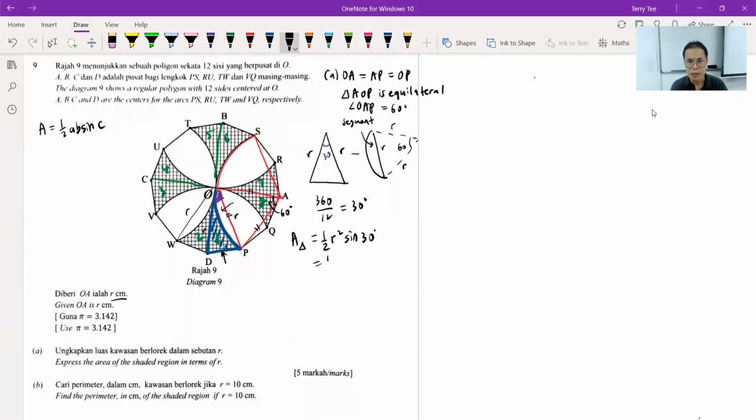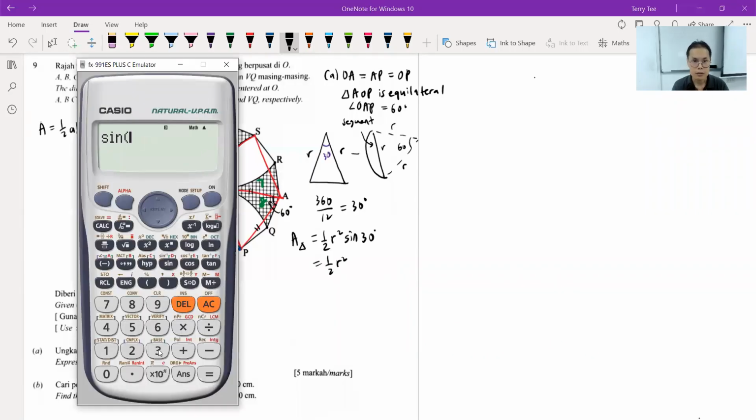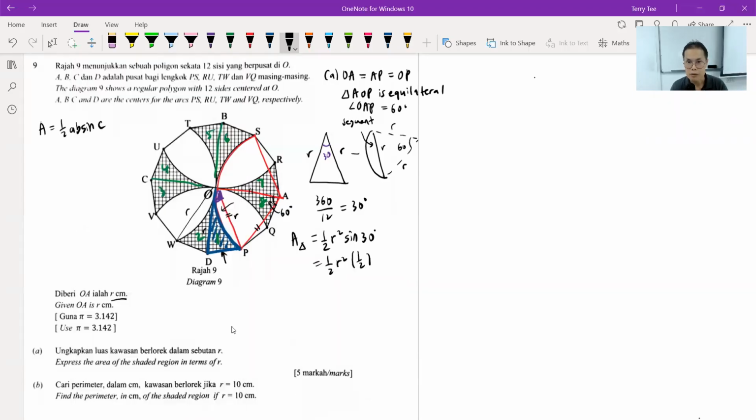We can calculate sine 30 using a calculator in degree mode, which gives us half. So you times half. This is 1/4 R squared. As for the area of the segment, which is this part here, the formula is half R squared (theta minus sine theta). I hope you remember this, half R squared (theta minus sine theta).